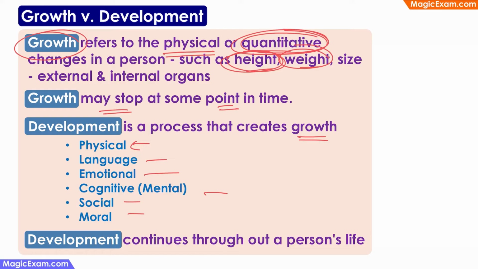And development continues throughout a person's life, because while the height of a person might stop increasing after a particular age, the person continues to develop in some of the other aspects throughout his or her life. For example, the person's language might keep on increasing. The person's social skills or moral development may keep on happening till the person is alive. Therefore, development continues throughout the person's life.